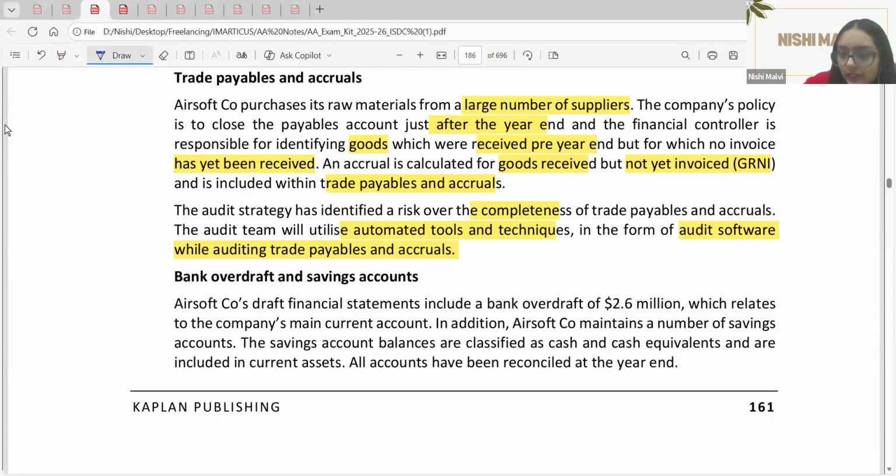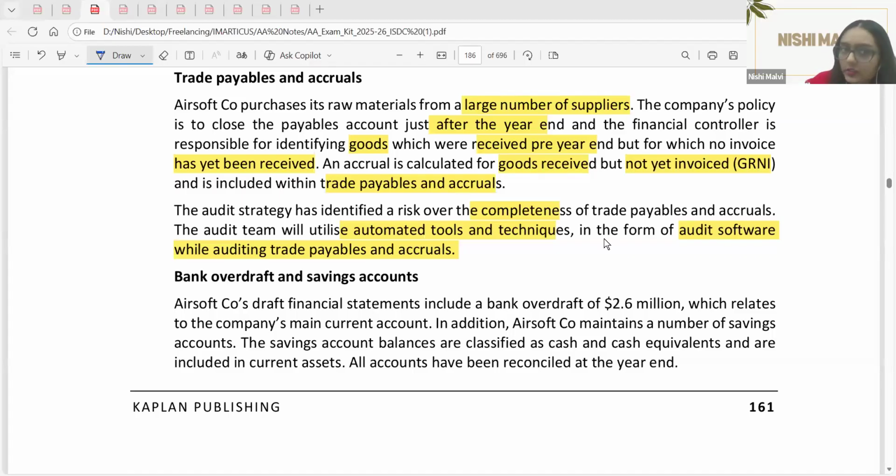Very obviously, they want year end, no? Do you think we will be able to identify whether it's complete or not? See, first thing, audit software is used, right? There is a problem that the invoices are not received. They are saying particularly completeness, and that the invoices are not invoiced actually. We need to consider that.